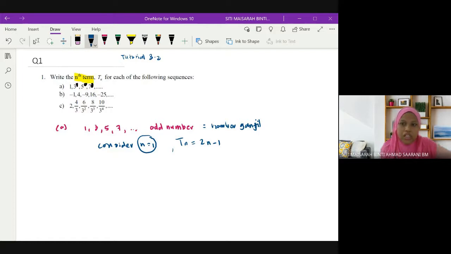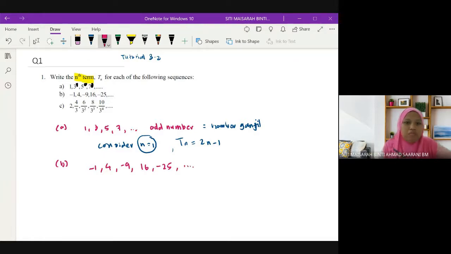Okay, kalau kita consider n equals to 0, dia lain pula. Kalau kita consider n equals to something, nombor lain lah. Tapi kita punya number of terms we start with 1 lah. We start with 1. N is the number of terms. Okay, so this is the n term for question 1A. And then for question 1B, we have the sequence -1, 4, -9, 16, -25, and dot.